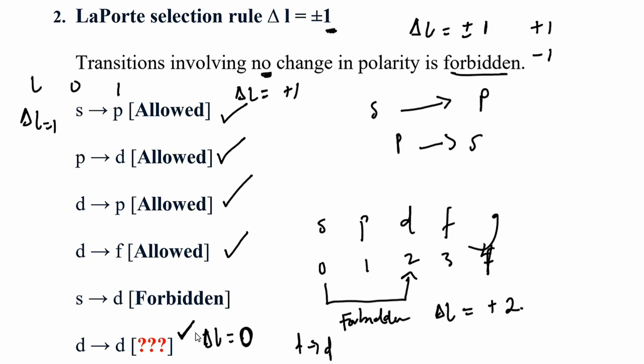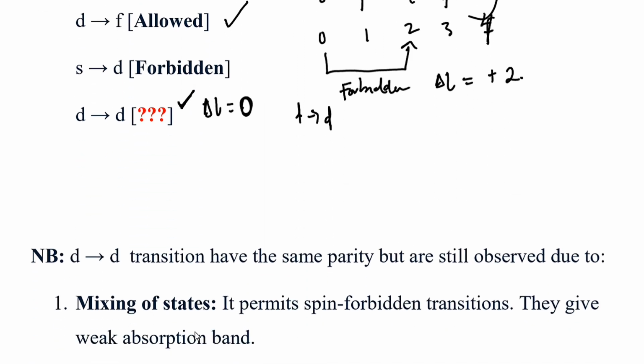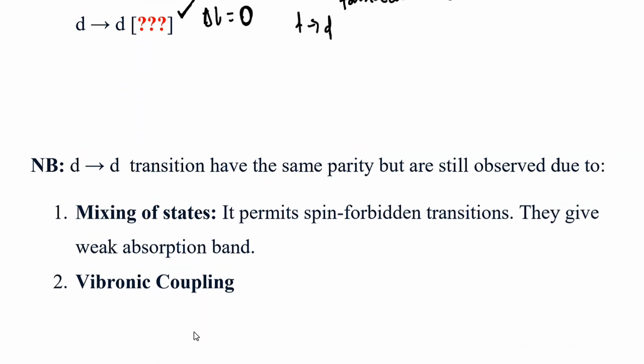So let's look at it. Basically, d-d transitions have the same parity but are still observed due to two reasons. The first reason is the mixing of states, where we have spin-orbit coupling, right? And the second one is vibronic coupling. So you just need to know these two. These are the reasons why this d-d transition is possible, despite the fact that the change in L is 0.